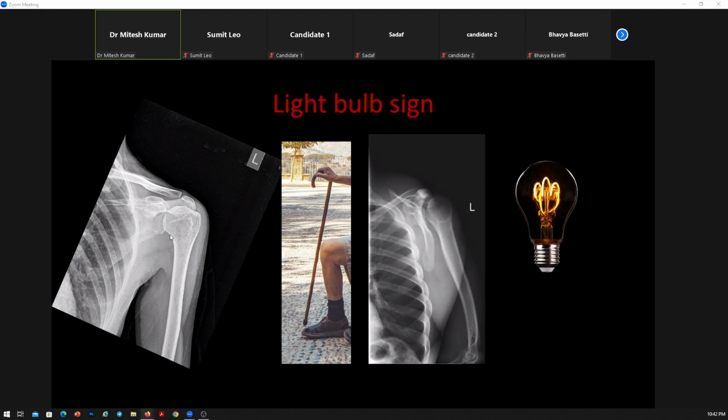Here we can see some asymmetrical appearance of the humeral head. Now compare this with this. Here we can see symmetrical appearance of the humeral head, just like a light bulb. So this is how we can differentiate between a walking stick and a light bulb appearance of the humeral head. Light bulb is seen in posterior dislocation.